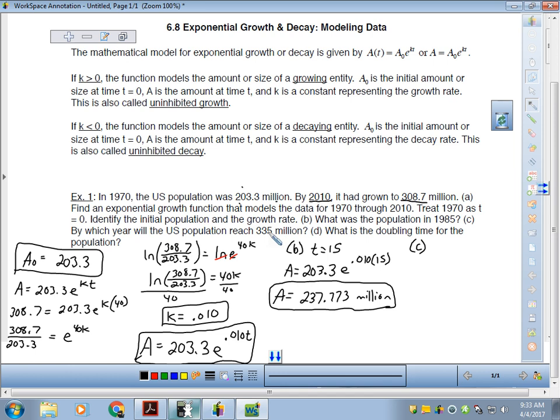So this time they've given us an amount, so we're going to plug in for A. 335 equals 203.3 e to the 0.010 t. Divide the 203.3 across, so 335 over 203.3 equals e to the 0.010 t. Take a natural log, so natural log of 335 over 203.3 equals, on the right-hand side, we know the natural log and e will cancel, so this is just going to be 0.010 t, and then we just divide across that 0.010.